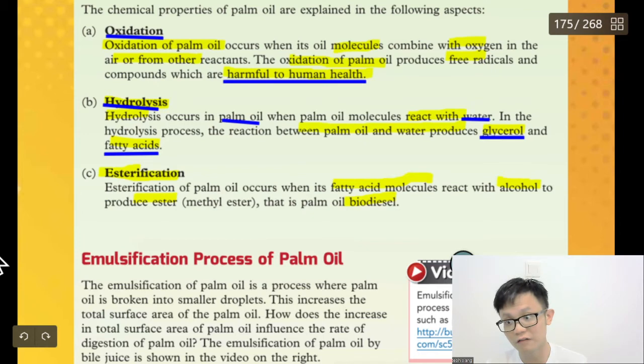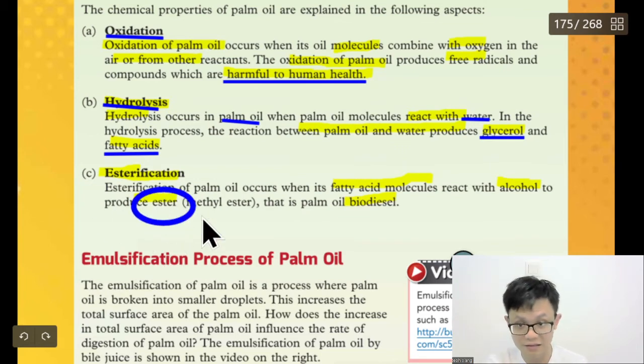So you remember, a lot of things to remember, because I don't know what the exam will ask. For example, the exam might ask, if esterification, what are the products? The products are called ester. Can you give me the name? An example of the name is methyl ester, that is palm biodiesel. Okay, so it's an ester. The name you can say, for example, is methyl ester.